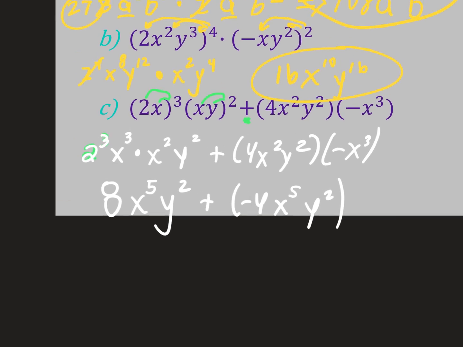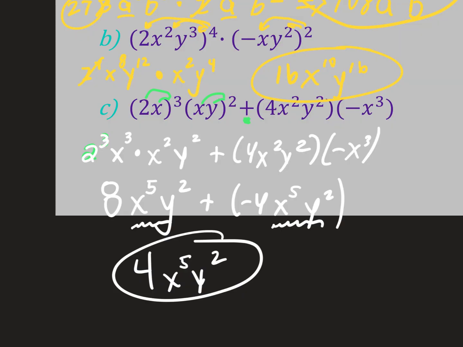So now we look to say, okay, there's nothing else I have to multiply. Can I combine? Can I add these together? The only way you can combine is if they have like terms. So look at the last names. This last name is x to the 5th y to the 2nd. This is x to the 5th y to the 2nd. So can we combine these? Absolutely. 8 plus a negative 4 is just going to give you positive 4. And then you have x to the 5th y squared.